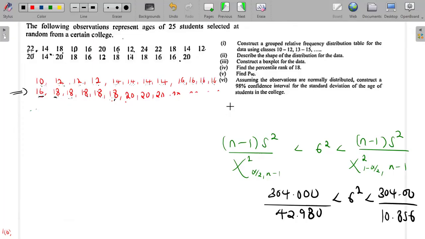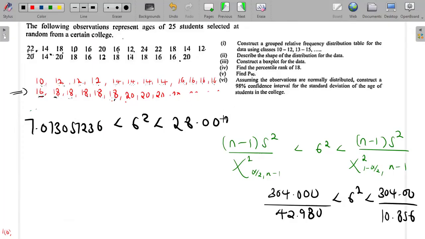So I have 304 divided by 42.980. That gives me 7.0730572236 less than sigma squared less than 304 divided by 10.856. That gives me 28.0002954768. But this is for variance, sigma squared.